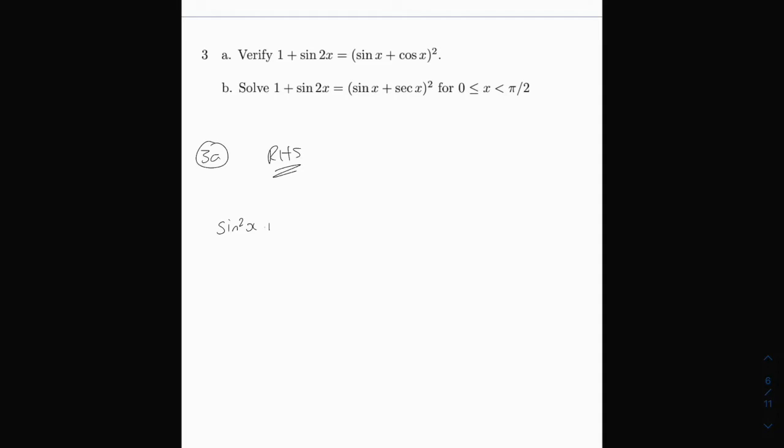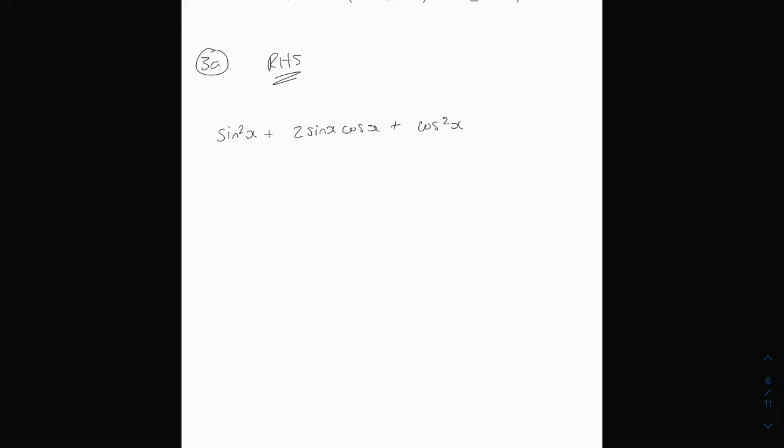So I'm going to say sine squared x plus 2 sine x cos x plus cos squared x. Easy peasy, lemon squeezy, right? Because now what we've got is sine squared x plus cos squared x. So rearrange: we've got 2 sine x cos x plus sine squared x plus cos squared x. Now that is beautiful. Like I said before, guys, it's art. That's what it is, it's art.